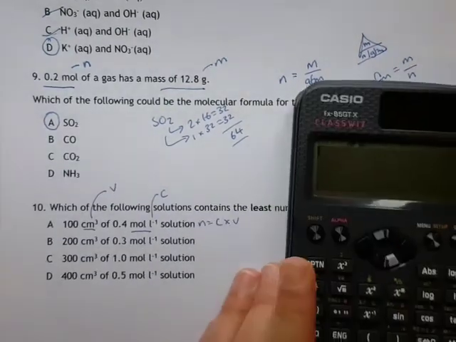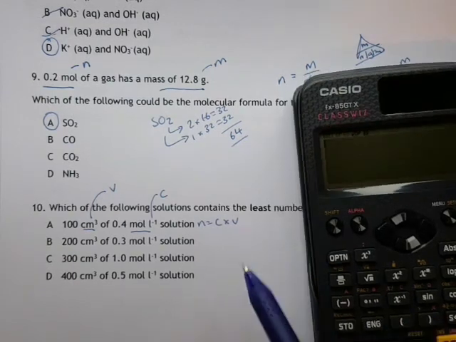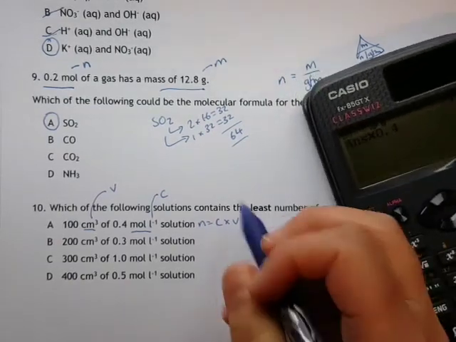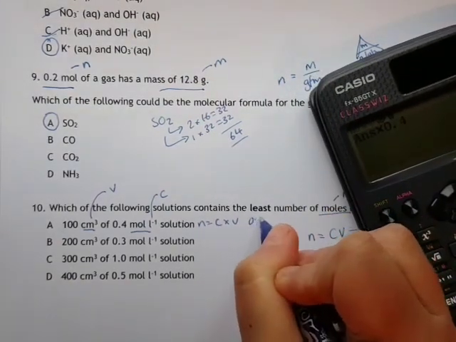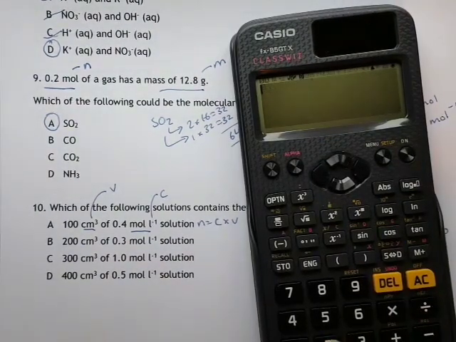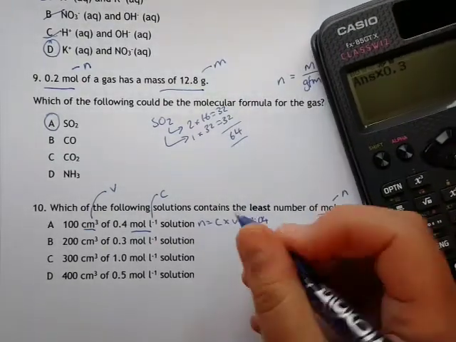The way I would do this is I would do this quickly in my calculator if I was doing this in a test. So we're going to do C times V. The V we have to divide by 1,000, so I'm going to do 100 divided by 1,000, and then times it by the concentration. So I'm going to get 0.04 moles on that first one. Then I'm just going to repeat the process. I'm going to do the volume divided by 1,000, and then times by the concentration, 0.3. So that's 0.06.